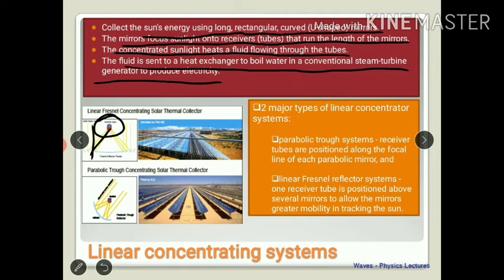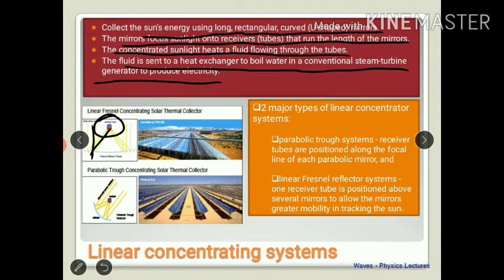The fluid is sent to a heat exchanger. So you can understand that solar power will generate the heat, and this will go to the receiver, which will heat up the system, and then we will receive the steam to be fed into the turbine, and finally it will produce the electricity.